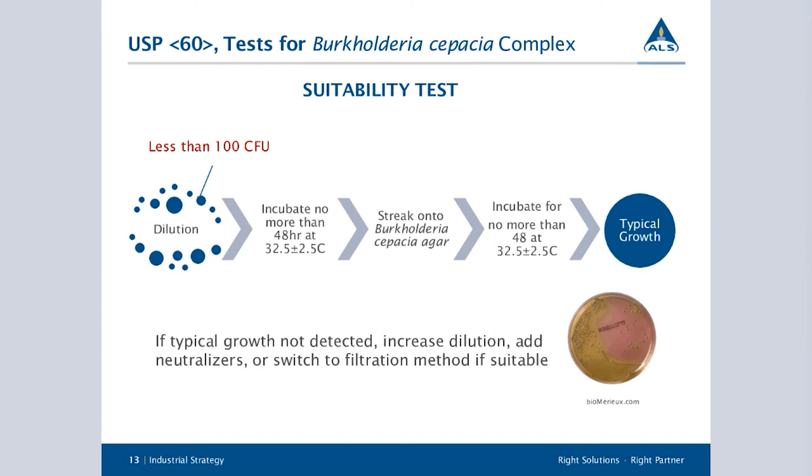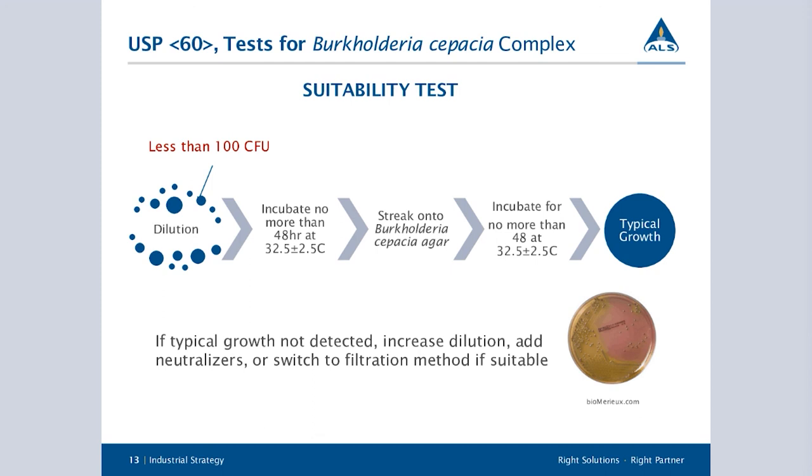So the suitability test. Generally, you prepare a dilution of the product, and then at that dilution, you would spike with less than 100 CFU of the required organism. Then you want to incubate that for the least amount of time that is required in the USP chapter. So in this case, it's 48 hours at 30 to 35 degrees. Once that is completed, you would subculture that and streak onto the selective agar, and then incubate that again for the least amount of time, 48 hours, also at 30 to 35 degrees. Then you're looking for the typical growth.